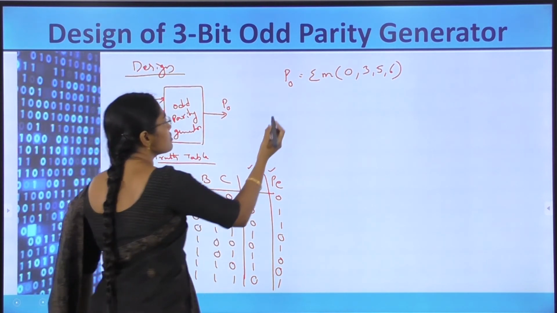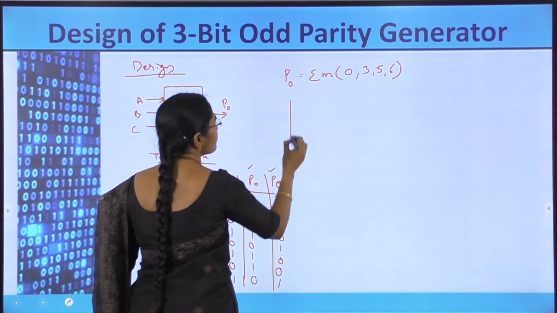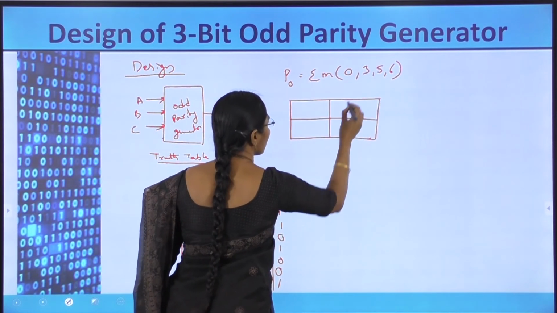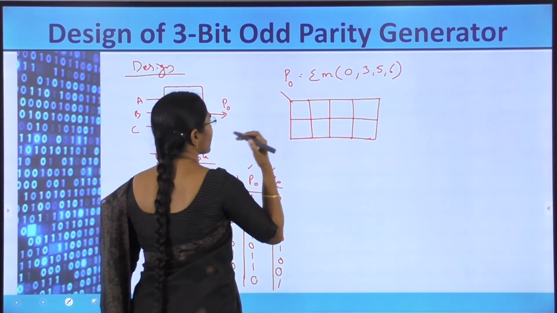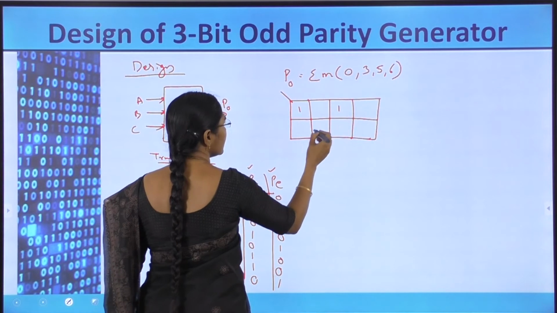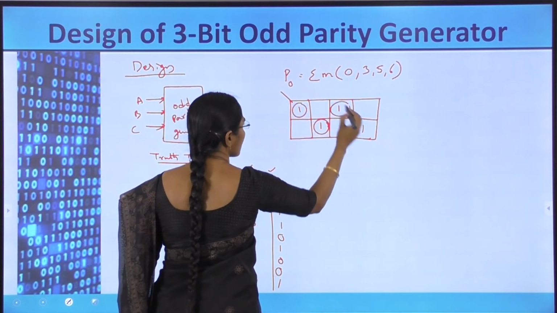Therefore whatever expression exists for the even parity will be complemented for the odd parity. For the even parity, the expression we have written is A XOR B XOR C, and the same can be complemented for the odd parity. Take the K map and try to solve the simplification for 0, 3, 5 and 6. Here also simplification is not possible.